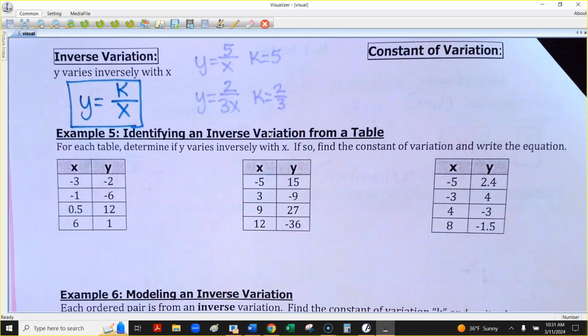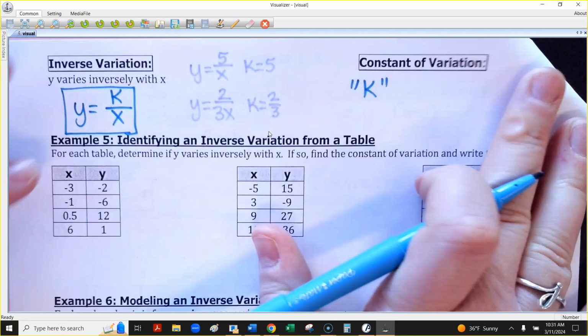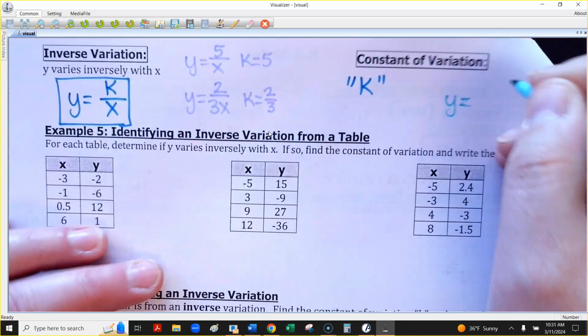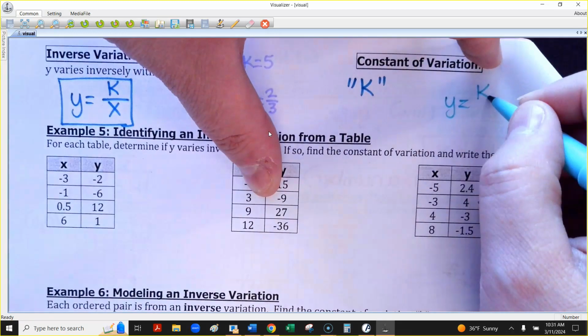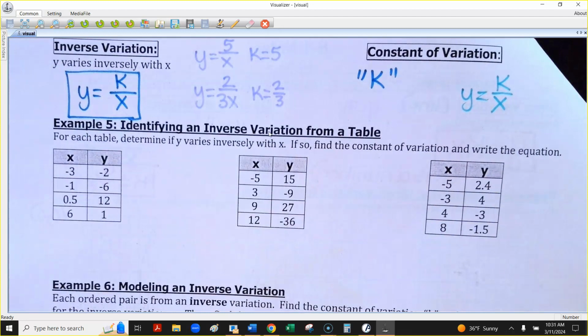Now, the constant of variation there is again just k. So let me give you a little example here. If I told you we were going to take that y equals k over x and solve that for k, what would you do to get k by itself here?